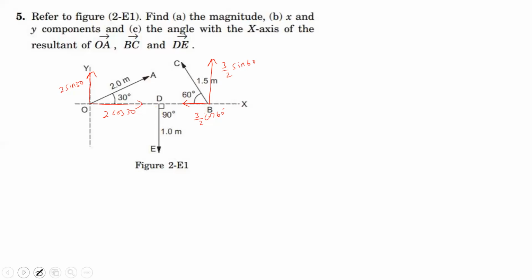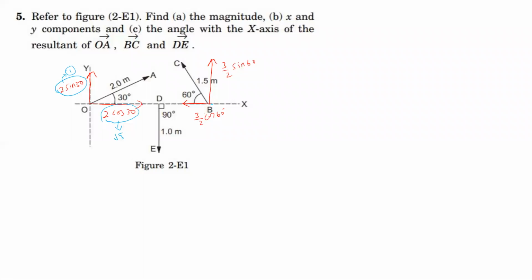Now let us substitute the angle values so that we will get the total value. Sin 30 is 1 by 2, so 2 into 1 by 2 is 1 unit. And cos 30, we know, is root 3 by 2. So the 2 cancels, and we are getting root 3 for 2 cos 30.